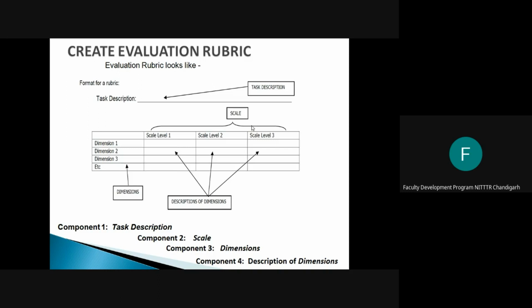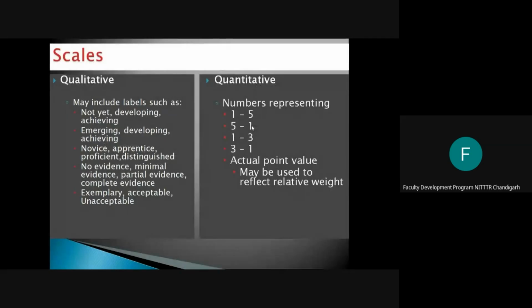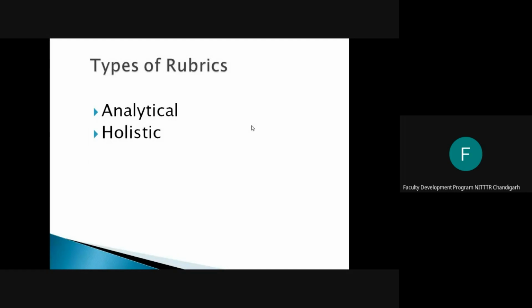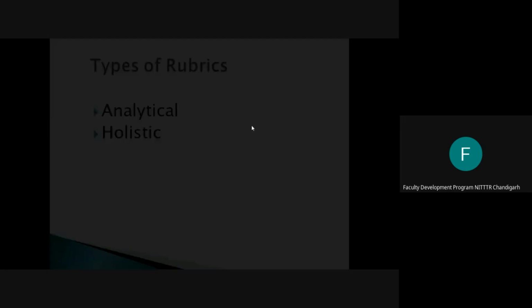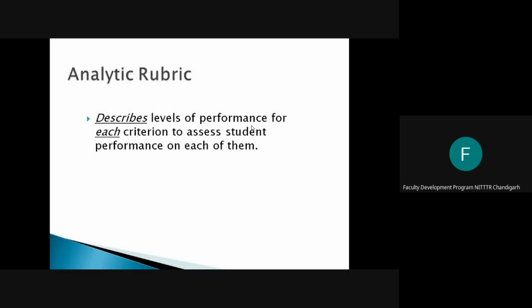Dimension 3, what is the level of the student. So it is telling the performance of the student for every dimension. So this is an analytical rubric. It is describing the level for each criteria, for each dimension. So it is an analytical rubric.